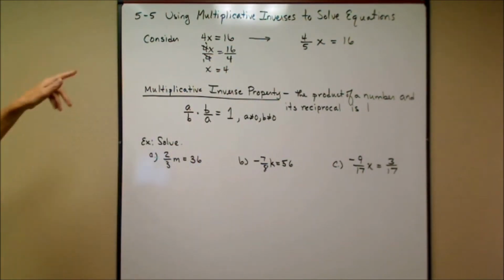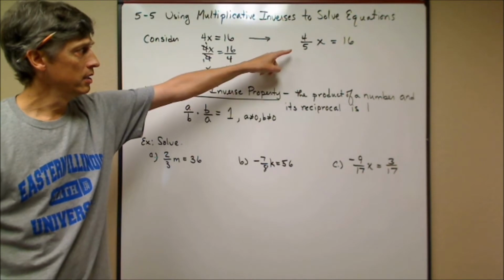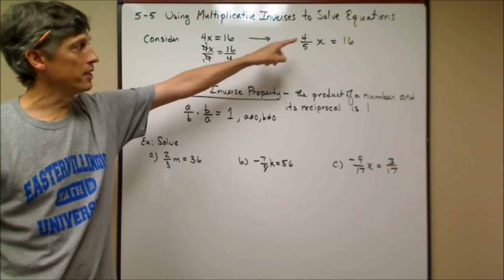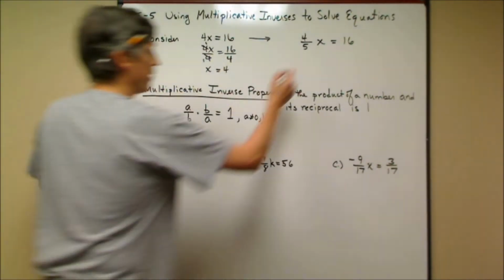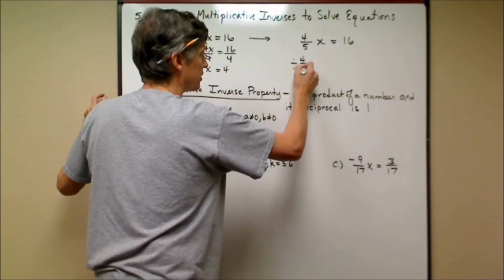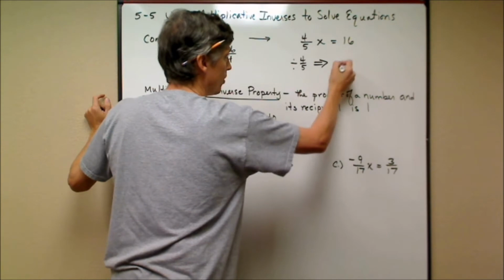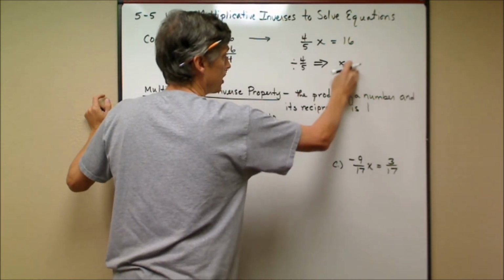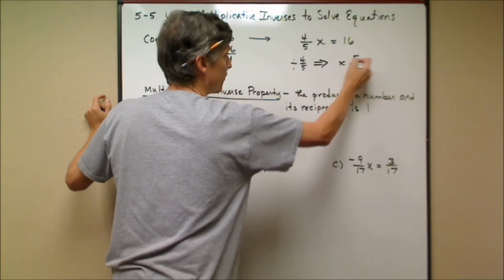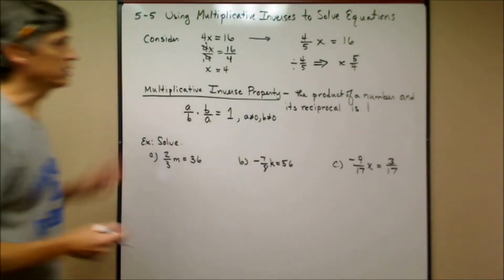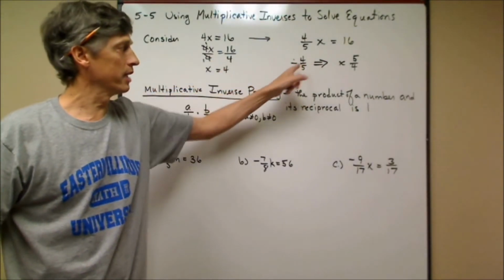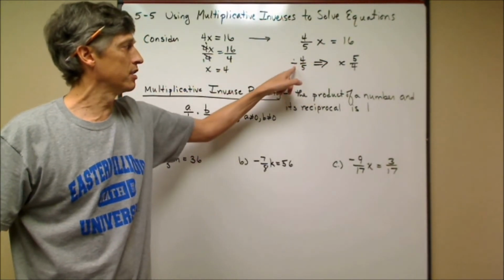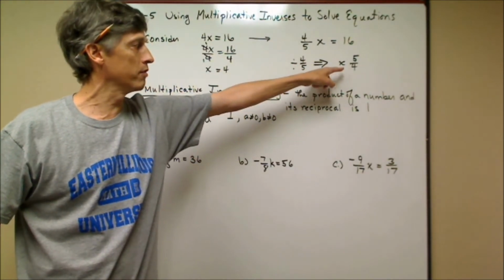Now, if I use that same logic over here, I've got to divide by the number that's times the x. Well, I would be dividing by 4/5. Now remember, dividing by 4/5 means the same thing as multiplying by the reciprocal, 5/4. So instead of trying to divide by a fraction, we're just going to cut out the middle step here. We're going to change dividing by a fraction to multiplying by the reciprocal.